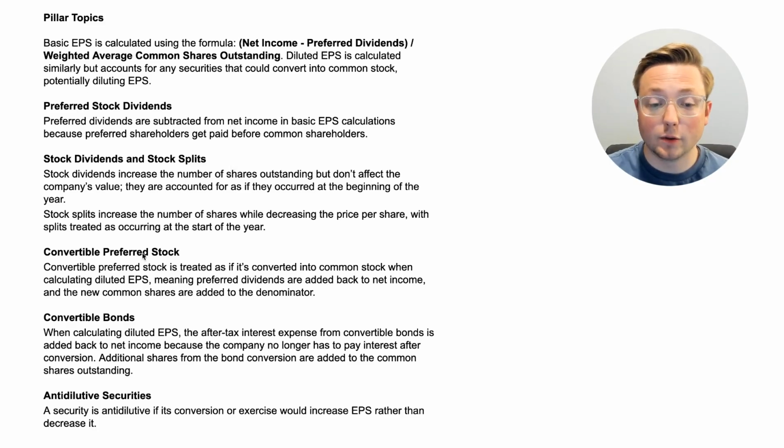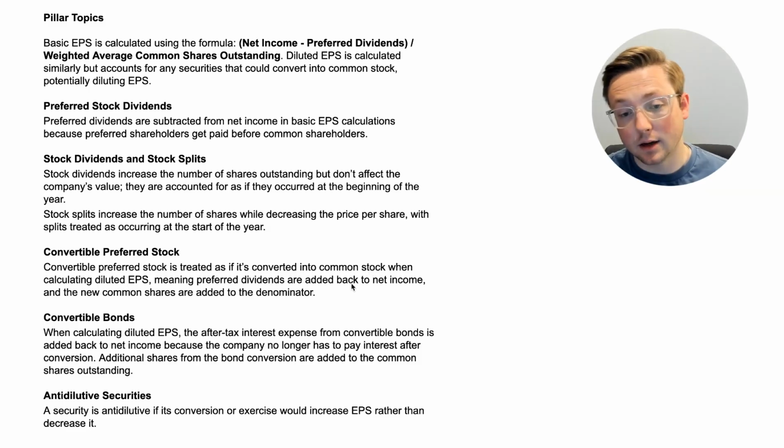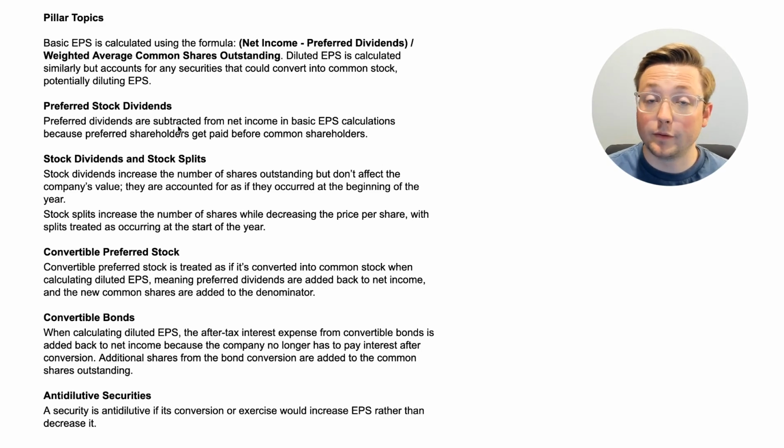Now let's talk about convertible preferred stock. Convertible preferred stock is treated as if it's converted into common stock when calculating diluted EPS, meaning preferred dividends are added back to net income. So we talked about that up here. Preferred stock dividends for normal basic EPS are taken out of the net income. But if you are thinking about converting the preferred stock, like if you're talking about that potential, those would be added back to the net income, and the new common shares are added to the denominator, and that's going to potentially dilute your EPS.